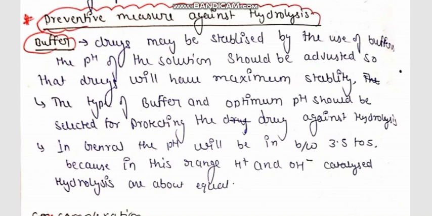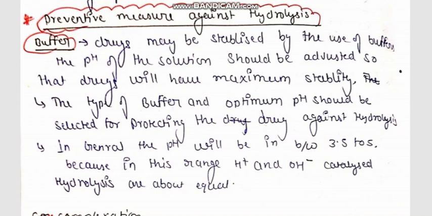The pH of any pharmaceutical preparation or any formulation plays an important role in the stability of the product. If the pH is stable, then the chances for the drug to degrade are very less, and the pH can be maintained constant or stable by using buffer. The type of the buffer and optimum pH should be selected for protecting the drug against hydrolysis.